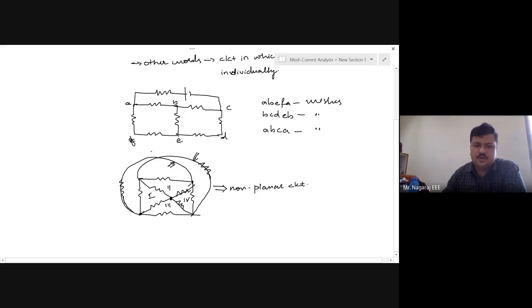Okay, so it is difficult to apply the mesh current analysis, because this will not form a mesh here. There is one node to which the branch which is crossing this branch is connected. I can't apply mesh analysis to this other loop because this node is connected with a branch which is crossing this branch. So in this kind of circuit, I cannot apply mesh current analysis. Whereas this is a planar circuit.